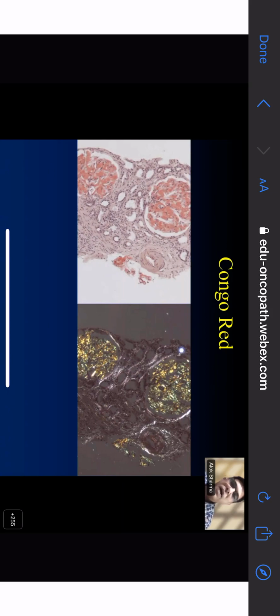good idea. So on the left side, you can see glomeruli with this, I don't know what color you call it, mahogany or whatever. And when you polarize it, it shines into a bright so-called apple green. Actually, there are shades of green and orange here, but it's called apple green, which is the classical color for amyloid birefringence under crossed polarized light.